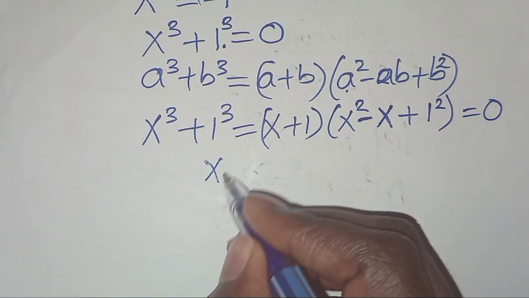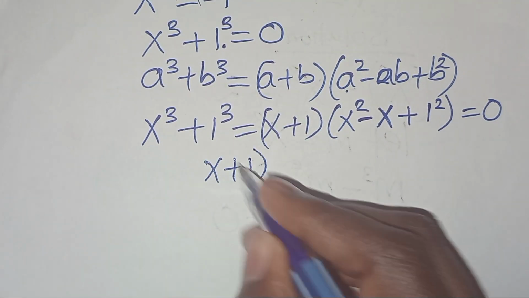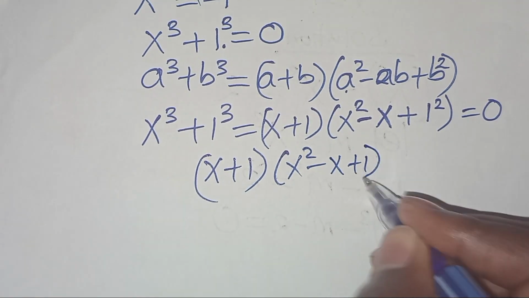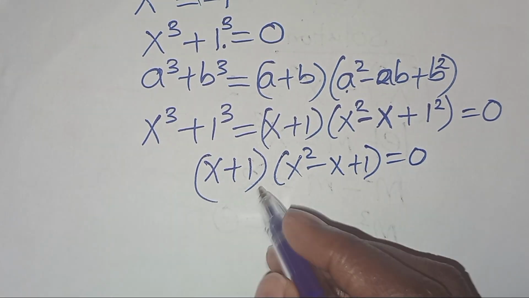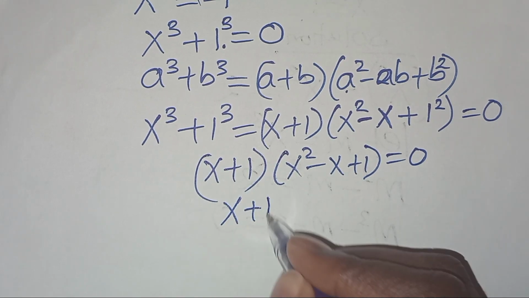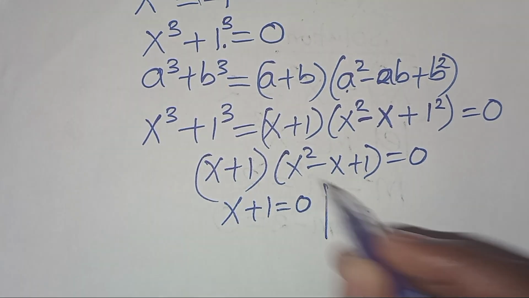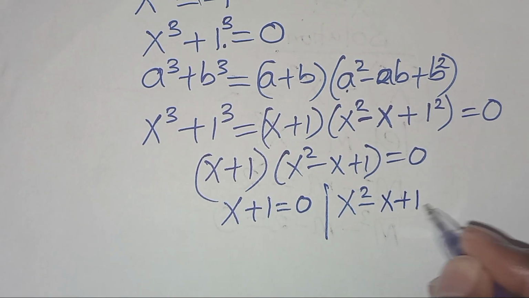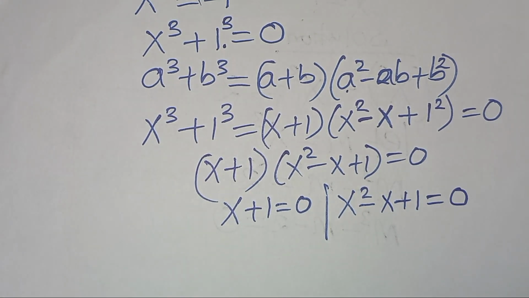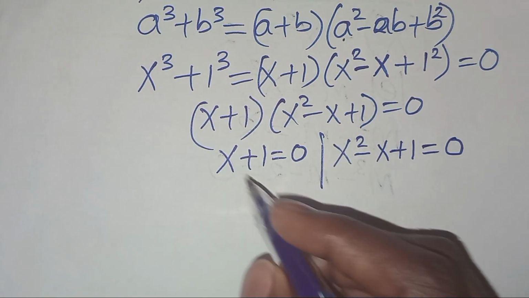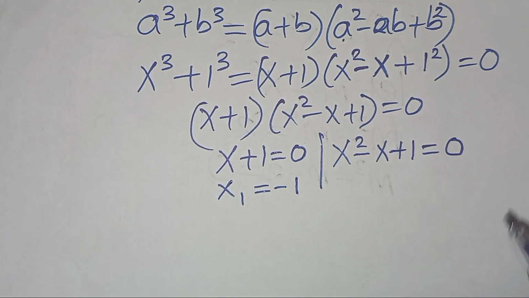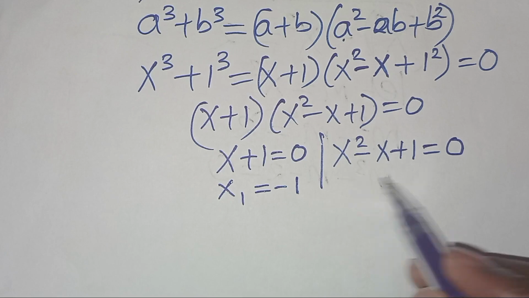Now we have x plus 1, x squared subtract x plus 1. This is equal to 0. That implies that we have two parts here. We have x plus 1, this is equal to 0. And here we have x squared subtract x plus 1. This is equal to 0. Now this implies that the first value of x here, x1, is equal to -1. Now let's solve for the other values of x here.